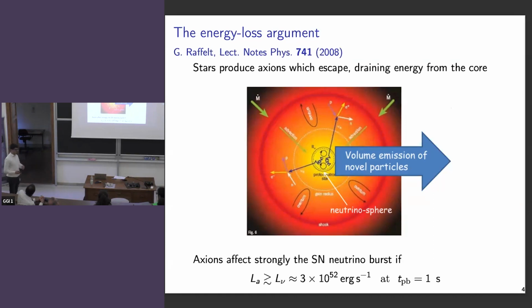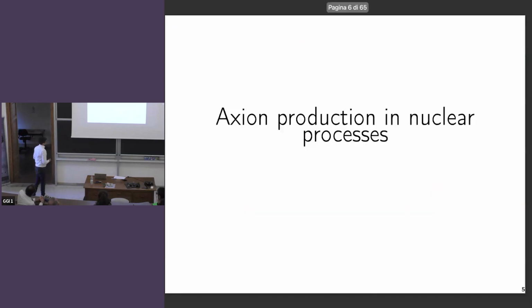And from now on, I will show you some examples of how we can constrain ALPs interacting with different standard model particles and a wide range of masses. So let's start by considering axions interacting with nucleons.